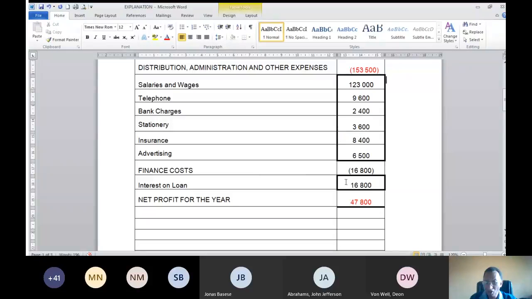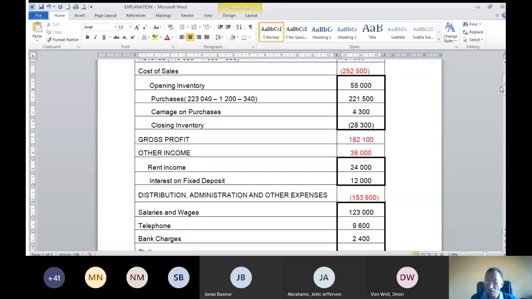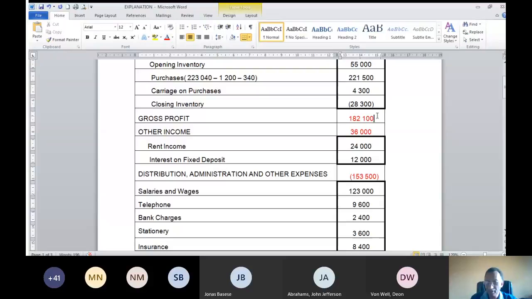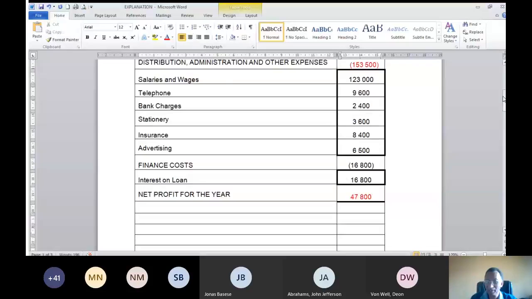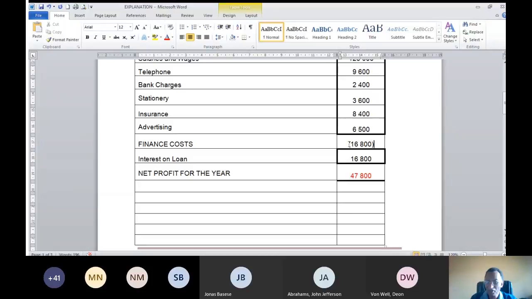Your finance cost, 16,800, guys. Block that, and that is the interest on loan, your finance cost. Calculate your answer. To get your answer, it is the gross profit plus other income minus distribution, administrative and other expenses minus the finance cost, and that will give you an answer, which in this case is 47,800 Rand, which is a positive amount.